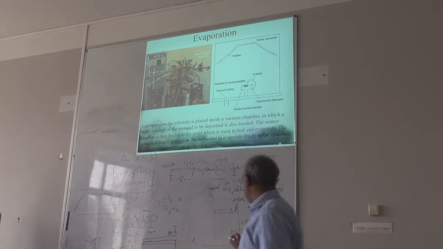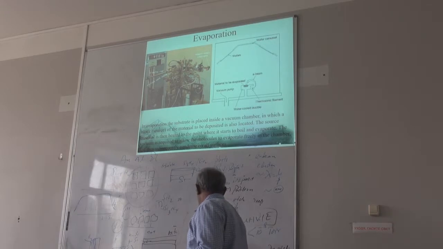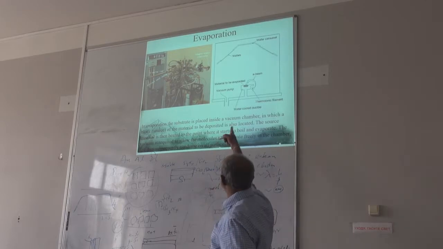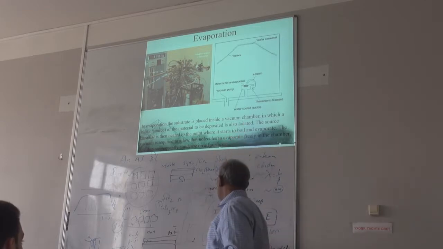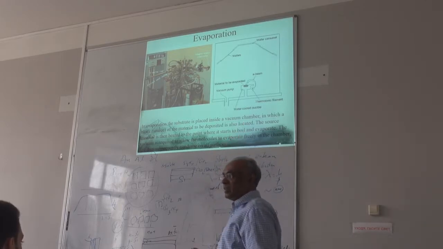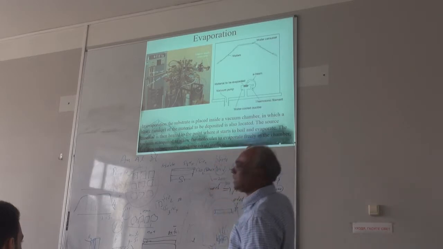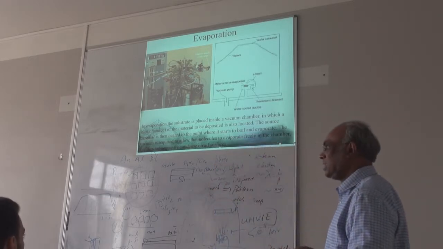So then you have your metal here. It can be in a boat. You can heat it with a current, I squared R, or you can heat it with an electron beam. This is a picture of an electron beam. Whatever you do, you just melt it and evaporate it. Then under high vacuum it will deposit here. That's what students should get.